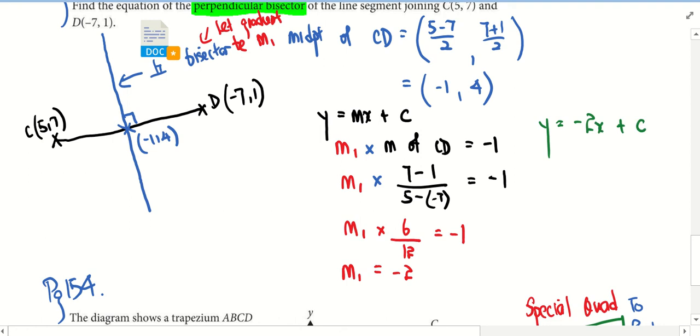But I'm not done. What is the next thing I need to find? The value of c. In order for us to find the value of c, we need to sub a point inside. Which point do I sub? Point C, point D? Midpoint, not point C or D. Midpoint lies on the blue line, which is the perpendicular bisector. So, use the midpoint. Sub the correct x and y coordinates inside.